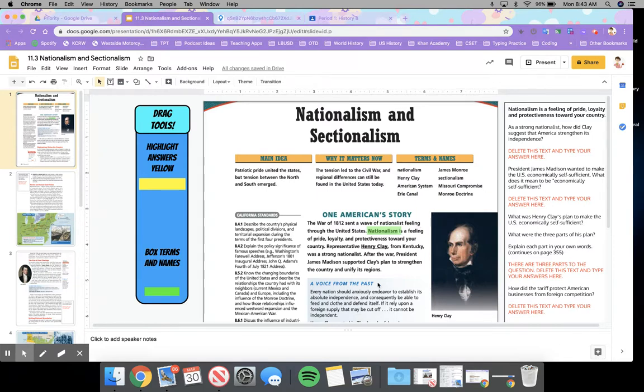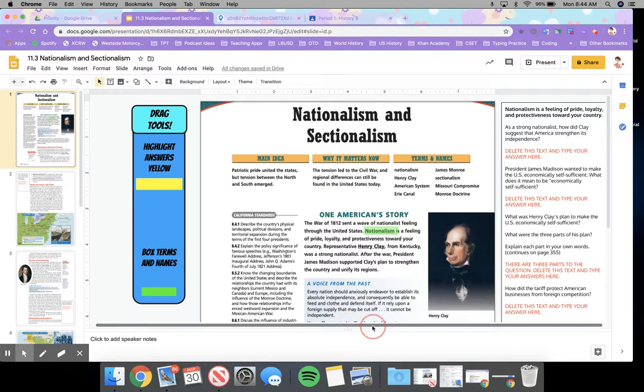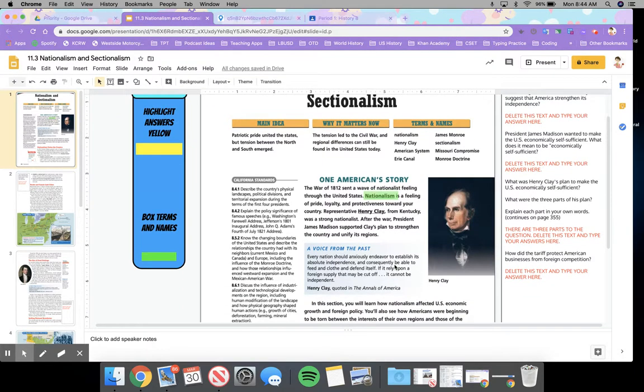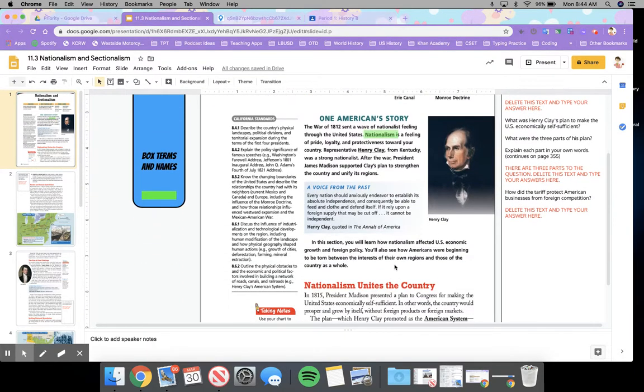So I'm going to walk you through the first question over here. So it says, nationalism is a feeling of pride, loyalty, and protectiveness towards your country. As a strong nationalist, how did Clay suggest that America strengthen its independence? So I'm going to look for this answer here. I'm going to use the yellow box to highlight it, and I'm going to delete this text and write the answer.